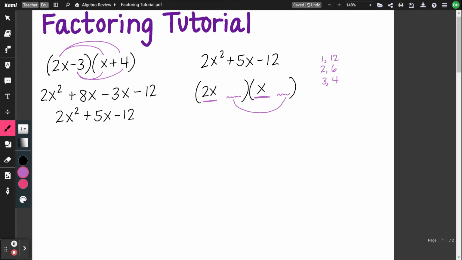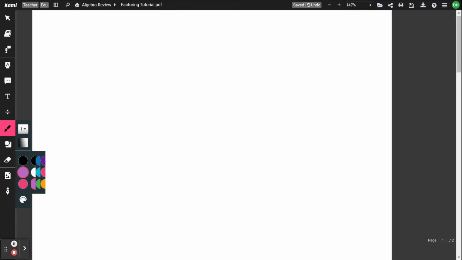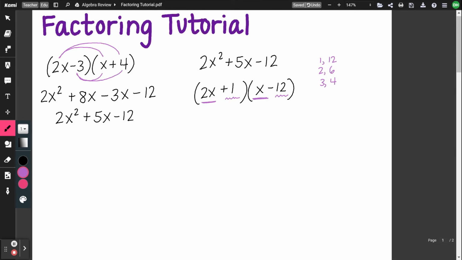So here's one that I know is wrong. I'm going to use 1 and 12. Now, because it's negative 12, I know that one of those numbers would have to be positive and the other would have to be negative. But thinking ahead, I know that I'm going to distribute the 2x to the negative 12. That gives me negative 24x. And the 1 times the x, that gives me positive 1x. That's not going to combine to give me positive 5x. I know that's wrong. So instead, think about what option would give you positive 5x.